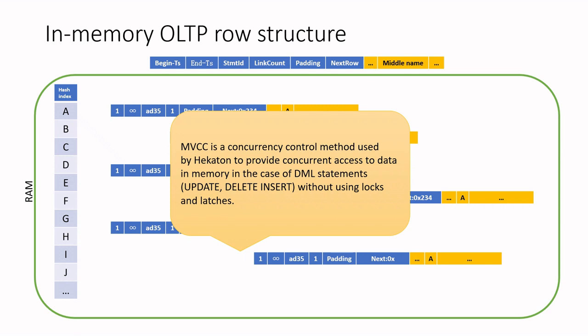MVCC is a concurrency control method used by Hekaton to provide concurrent access to data in memory in the case of DML statements like update, delete, and insert, and it does not use any locks and latches. For usual tables, SQL Server uses locks and latches to provide concurrency, right? I have courses for this, you can refer to them. But in the case of Hekaton, concurrency is provided without any locks and latches. How? Let's see how it works.